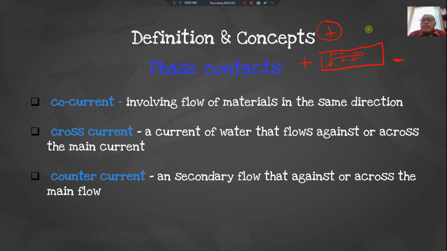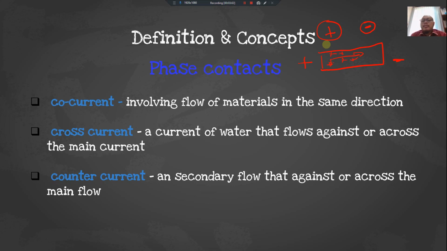Let's say you have one with the negative charge. The compound molecule is small, not that big, so it will move faster. So it will move toward the positive. It will move in the opposite direction of the main current or the main flow. So what happened, that is what we call the cross current.